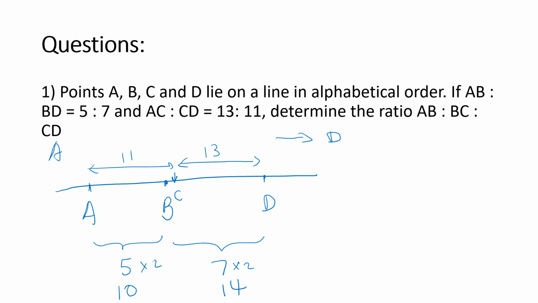Determine the ratio of AB. AB now is 10 units. BC now is 1 unit. And CD is 13 units. Now the units are all comparable. So here, this is the final answer.